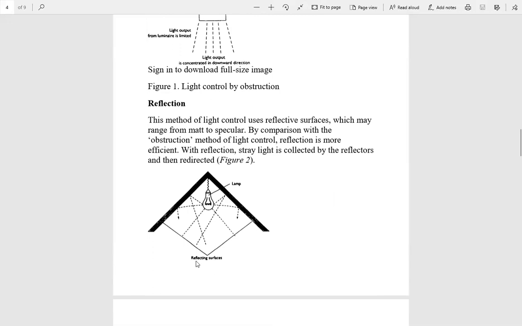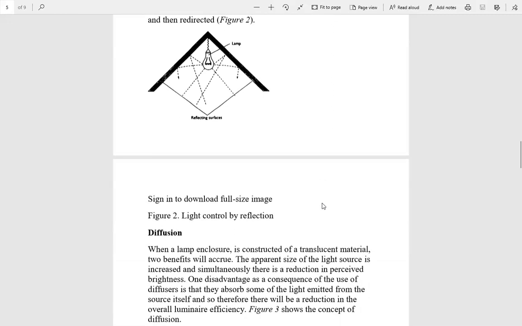These are the reflecting surfaces, and here we can see the reflections of the light. This is light control by reflection.